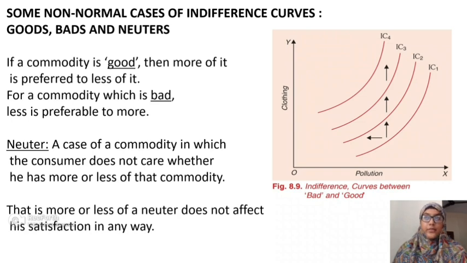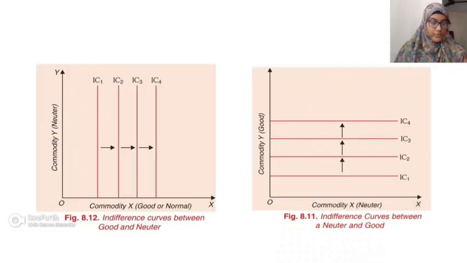Neuter. Neuter is a case of a commodity in which the consumer does not care whether he has more or less of the commodity. That is, more or less of a neuter does not affect the satisfaction of the consumer in any way. In the first graph, the good X is a normal good and good Y is a neuter. In case of neuters, the indifference curves are straight lines. In graph 1, indifference curves are parallel to the Y axis as the neuter is present on the Y axis.